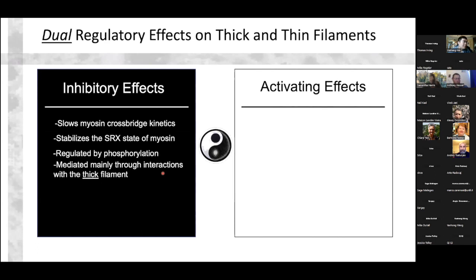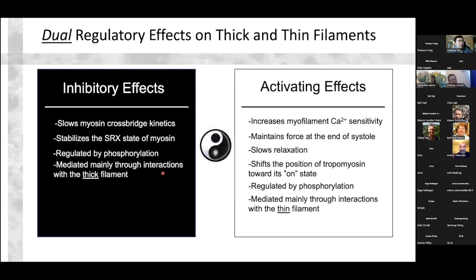On the other hand, C protein also has activating effects that have been well documented. For instance, C protein can increase myofilament calcium sensitivity, maintain force at the end of systole in active hearts in mouse models. It can slow relaxation, and it can shift the position of tropomyosin on the thin filament towards its on state. So this has all been documented both functionally and structurally, and these effects are also regulated through phosphorylation, mainly with what's thought to be interactions with the thin filament.